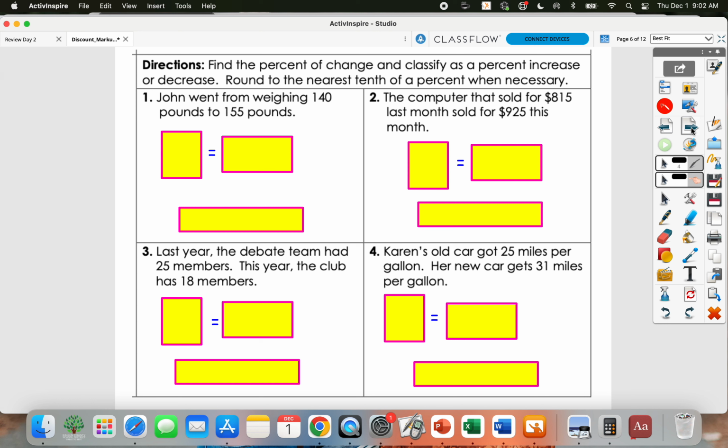So, a few more examples where we're finding that percent change, percent decrease, or percent increase. If John went from weighing 140 pounds to 155 pounds, first of all, is that going to be a percent increase or decrease? Increase. His weight is going up. Okay, what do we always do with the two numbers first when we're finding the percent change? Subtract. So what's the difference between 140 and 155? 15. Yeah, you can have it as negative 15 or positive 15. It doesn't matter as long as you're able to tell whether it's an increase or a decrease, okay? So, obviously, if you got negative 15, that means that we should have an increase.